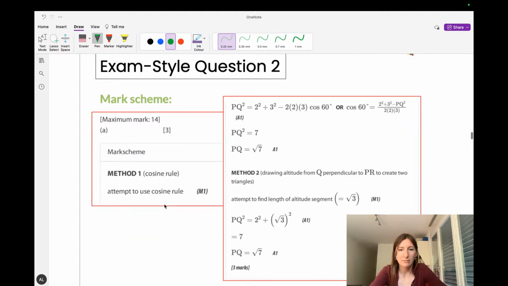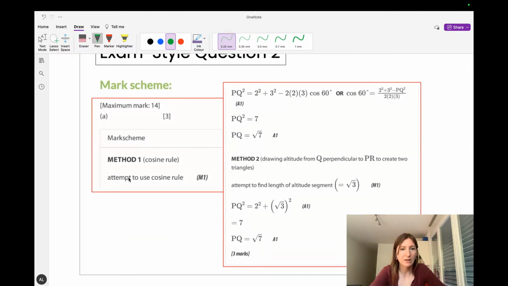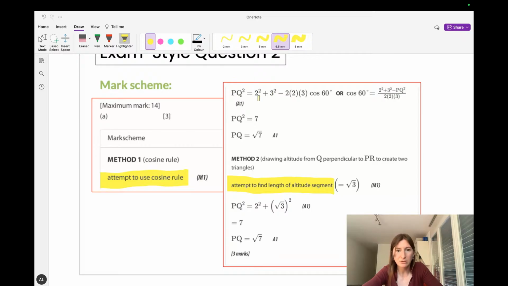Anything interesting in the mark scheme? Attempt to use cosine rule. Look at that. How nice are they? Just for attempting to use the cosine rule. There's so much of this in your IB exam. This is why I say try every question. Even if you have no idea how to do it, try it, because all of these attempts are just so useful to getting those marks. And all your substitutions. Substituting correctly.